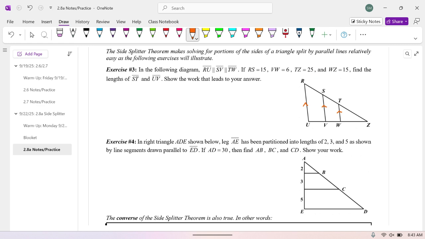VW is 6, RS is 15, TZ is 25, and WZ is 15. And they want us to find these two sides. So we're going to call them x for ST and y for UV.